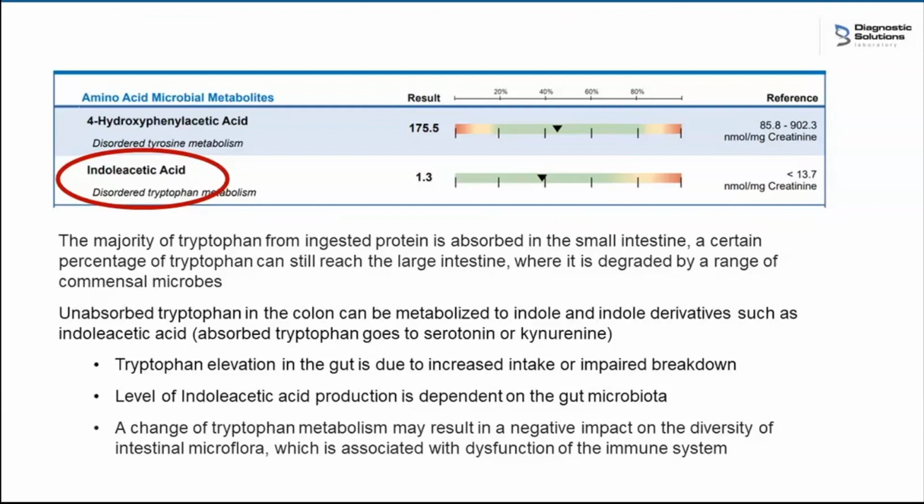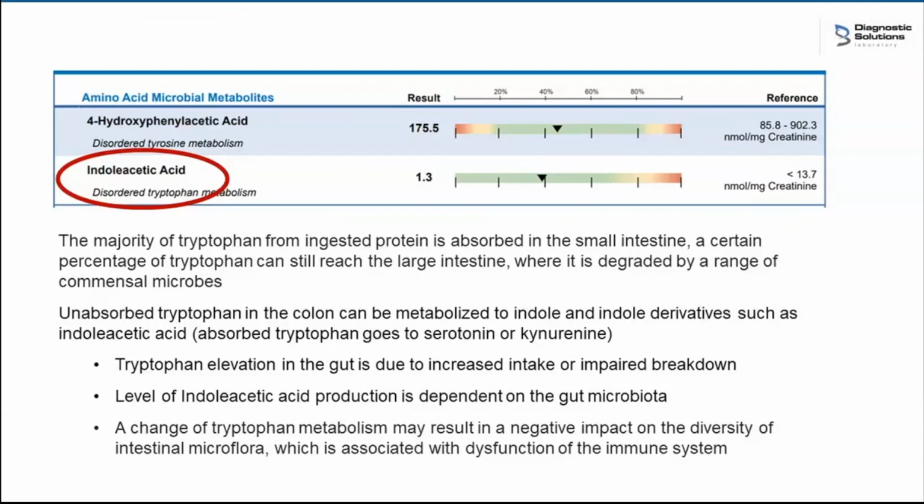Absorbed tryptophan is going to go to make serotonin and kynurenine. So tryptophan elevation in the gut is due to increased intake or impaired breakdown. So of course I'm going to check diet and I'm going to check digestion. The level of indole acetic acid production is also dependent on the gut bacteria. So once indoles are absorbed from the intestine, they're absorbed into the blood, they get metabolized in the liver, and then they're excreted in the urine.